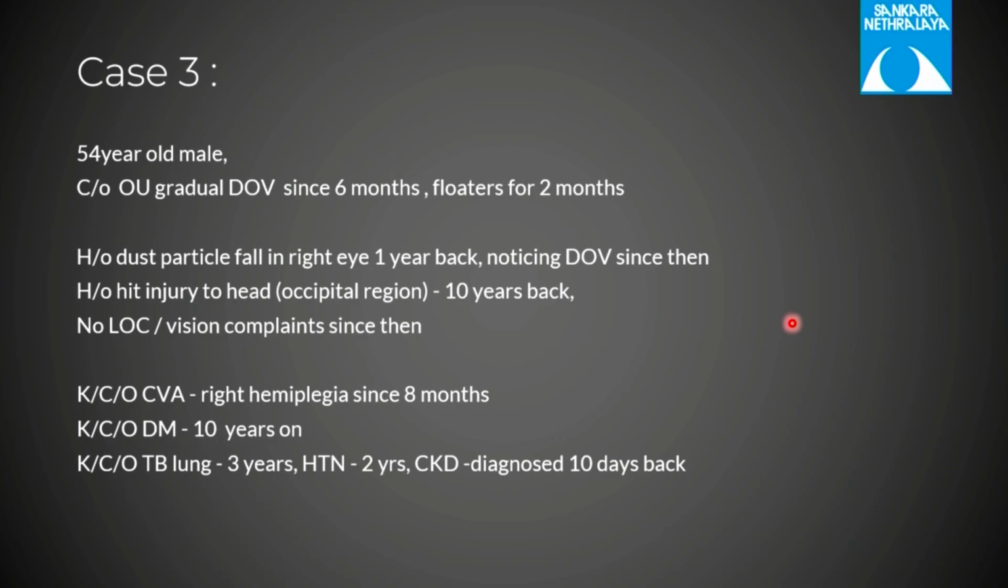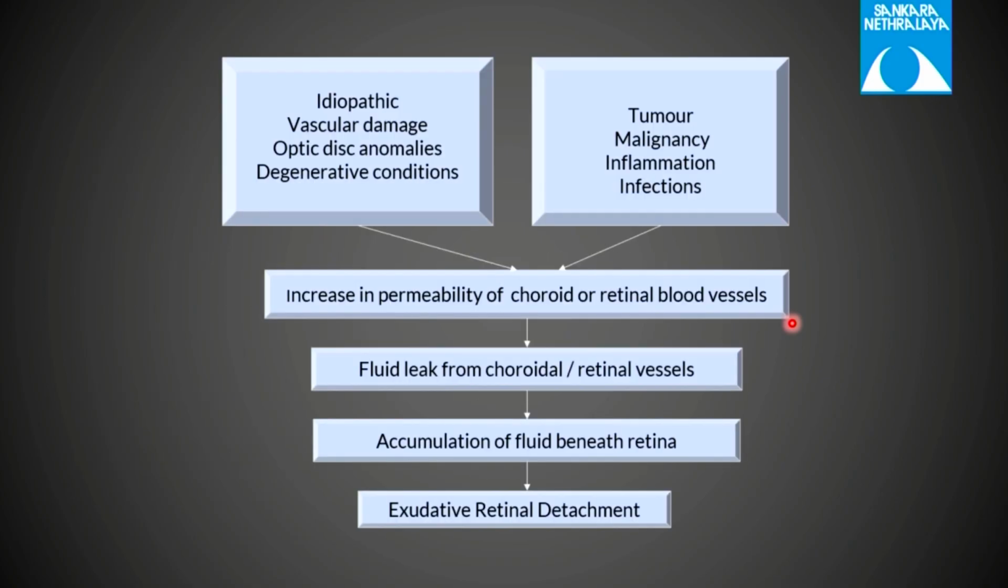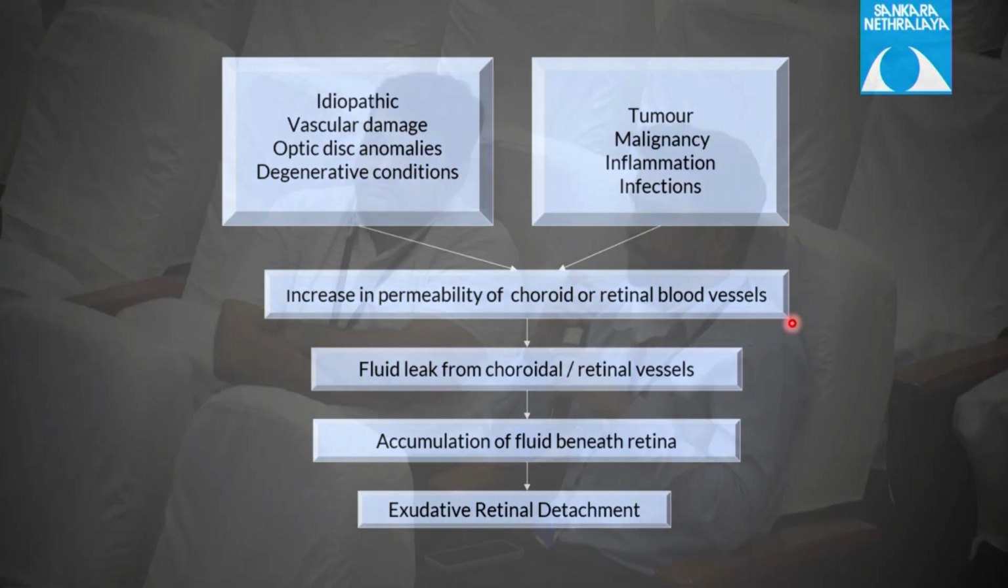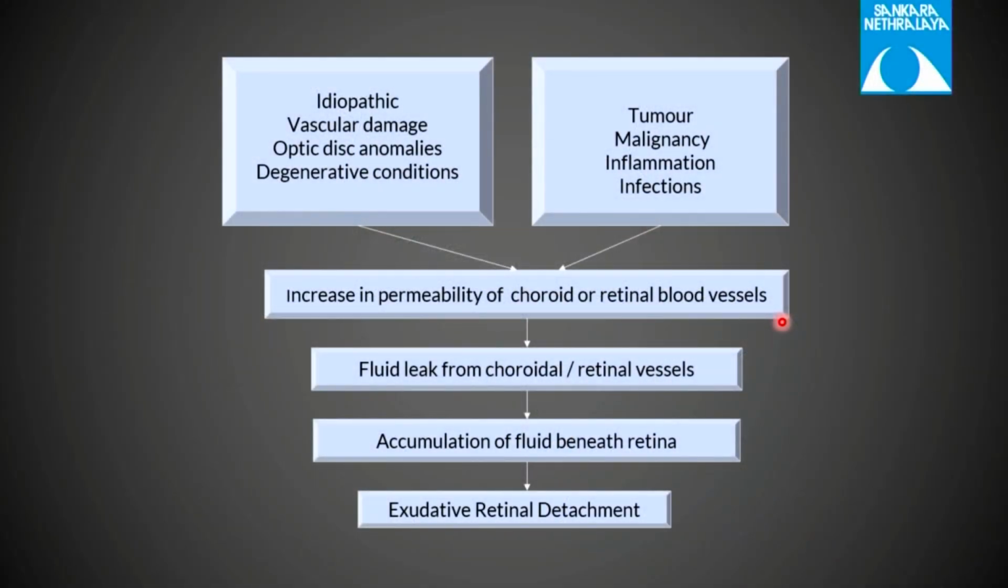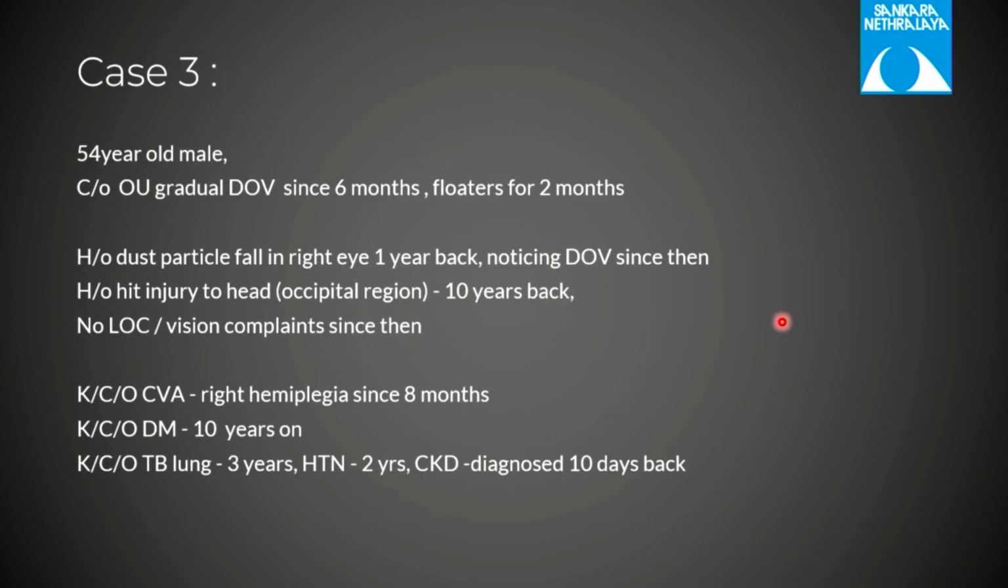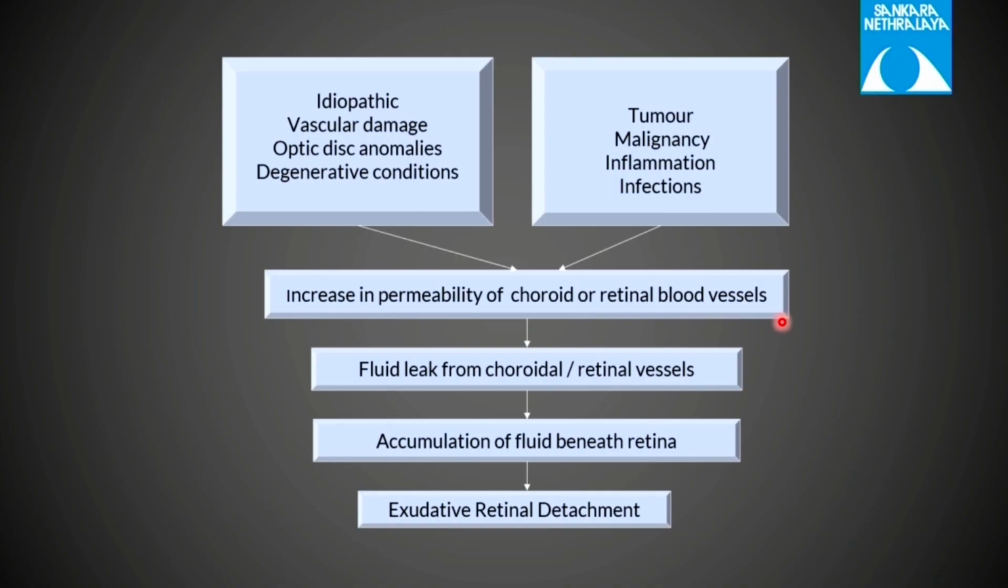What are the other causes of exudative retinal detachment? Yeah. The causes may be idiopathic, any vascular lesions, optic disc anomalies, degenerative conditions, any tumor, underlying choroidal tumors, any malignancies, inflammation, and following infection also exudative RD. Once again, can exudative detachment be iatrogenic? Any of the senior PGs?